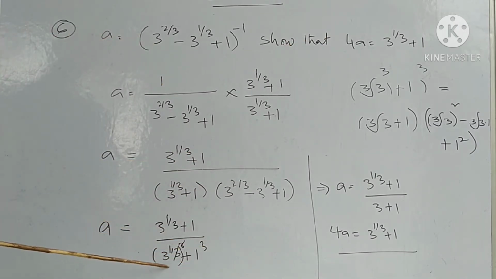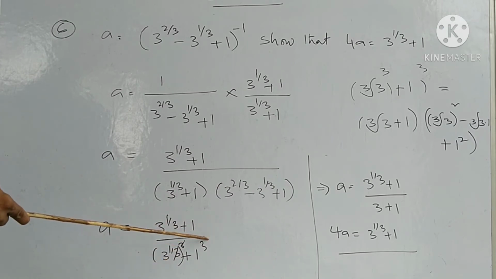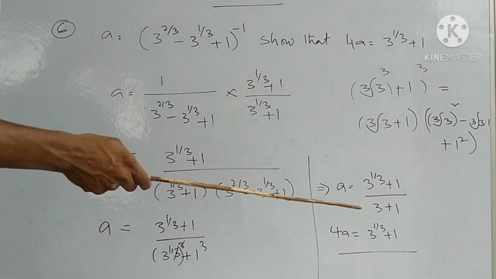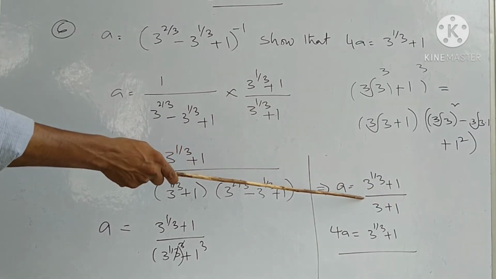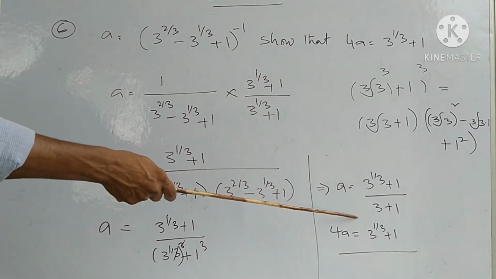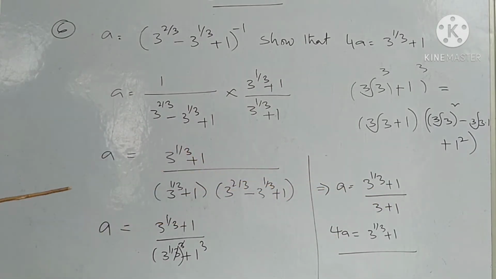Here the 3 and 3 are both cancelled. 1 cube means 1. So a is equal to (third root of 3 plus 1) over (3 plus 1). So 3 plus 1 is 4. So 4a is equal to 3 to the power of 1 by 3 plus 1. This is the final result. So our result is hence proved.